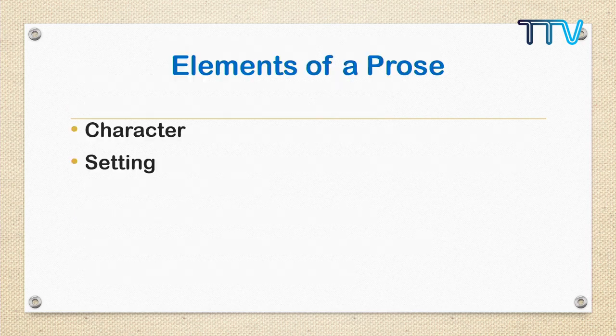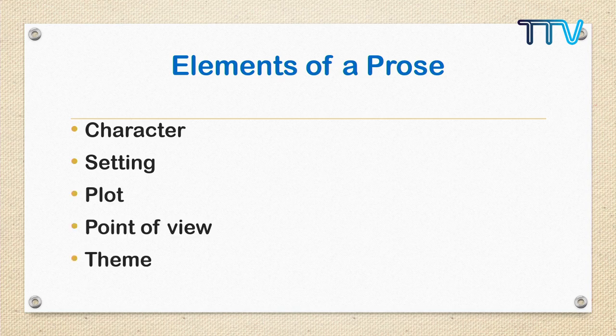And elements of prose are again quite similar to a story: character, setting, plot, point of view, theme. The difference is that here, problem and solution are not there as in a story.